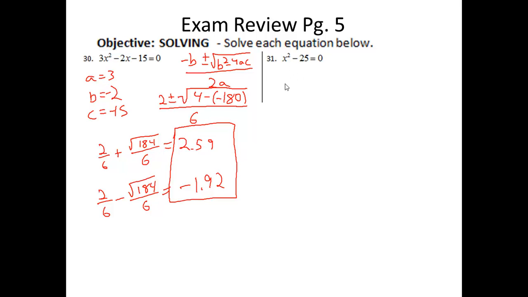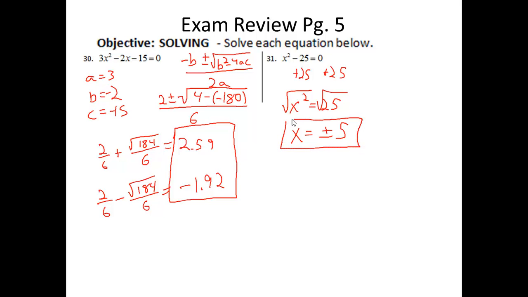Number 31, we're going to solve a lot like we did 29. We're just going to add 25 to both sides. And we're going to see that x squared is equal to 25. Again, we'll take the square root of both sides. We're going to see that x is equal to plus or minus 5. Because, again, you can put a negative 5 in for x, and it's going to be equal to 25. So that's our answer. X is equal to 5, and x is equal to a negative 5.